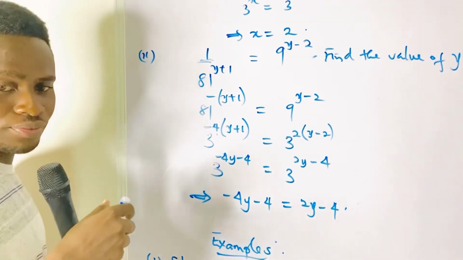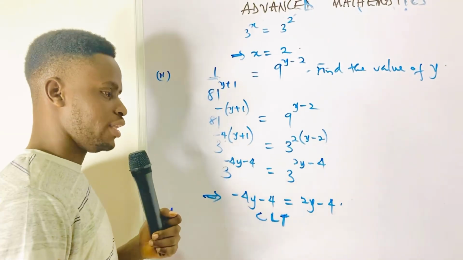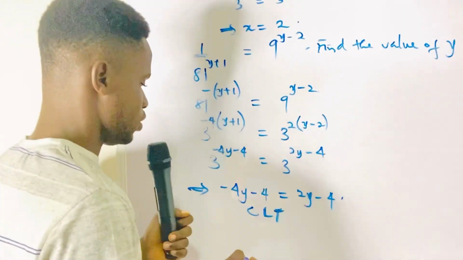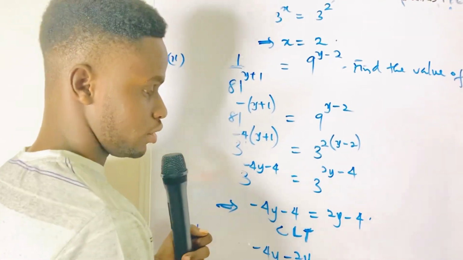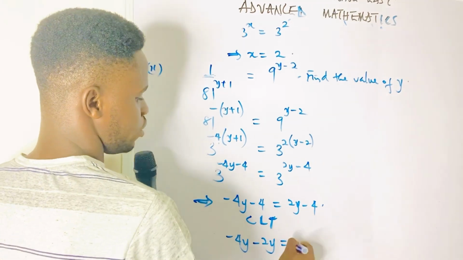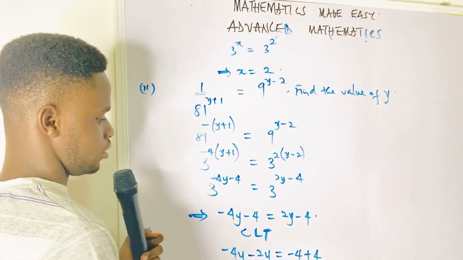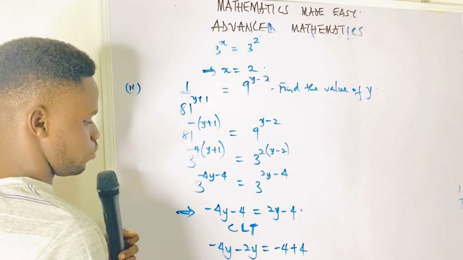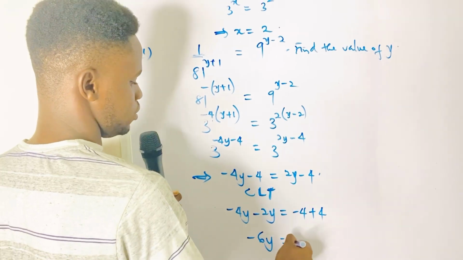Don't waste your time here. Collect the like terms. Simply collect the like terms by taking the letters to one side and numbers to the other side. So there will be minus 4y. The 2y to this side will become negative, minus 2y, equals, we are left with minus 4 here. That one should go to become plus 4. I think you can see that now. So what's minus 4y minus 2y? Minus 6y. And minus 4 plus 4 is 0.